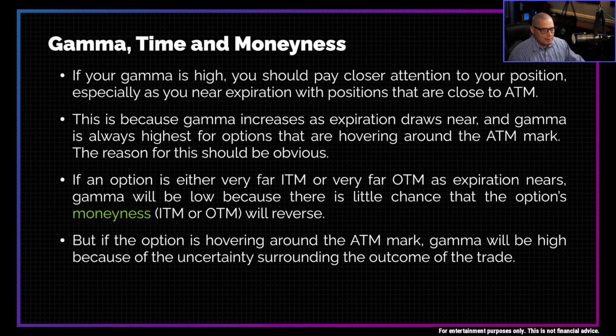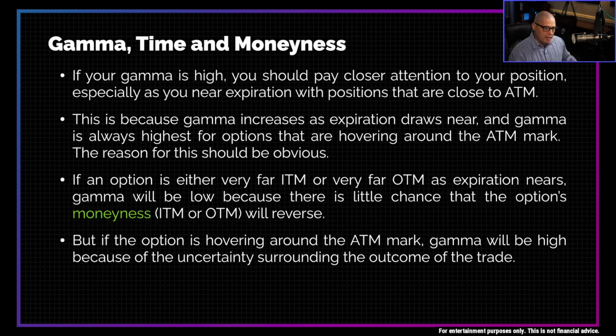Now let's talk about gamma, time, and moneyness. So if your gamma is high, you should pay closer attention to your position, especially as you near expiration with positions that are really close to at the money. This is because gamma increases as expiration draws near, and gamma is always highest for options that are hovering around the at the money mark. The reason for this should be obvious.